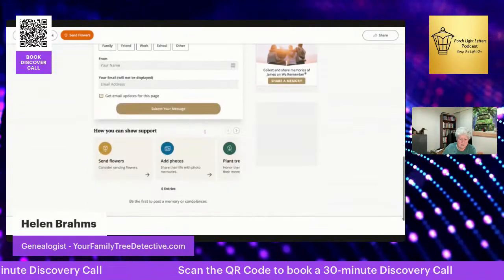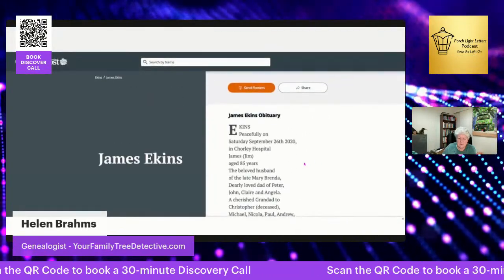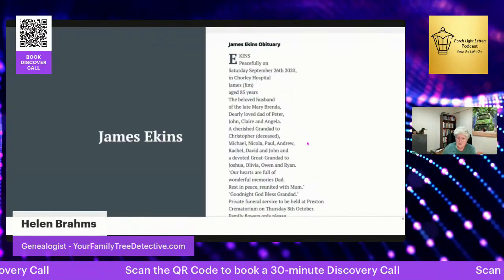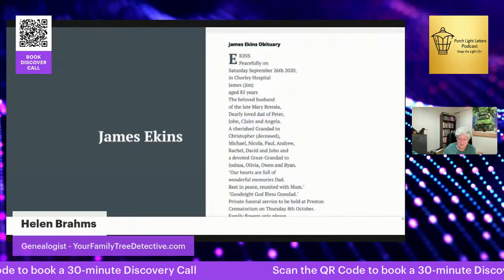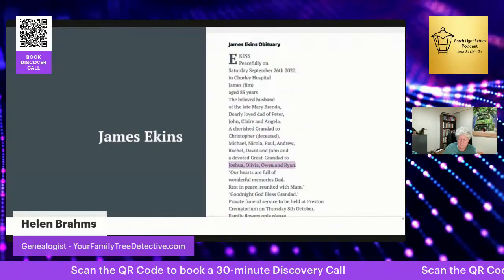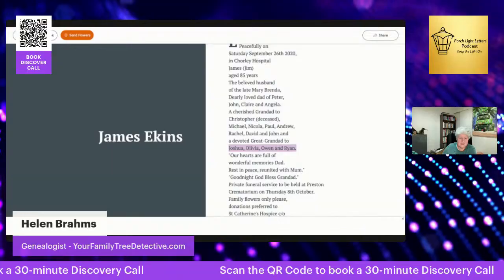And then if anybody's got any memories, they would share that information down here. So that's a pretty detailed one. You've got the name of his wife, the mother. You don't know who his parents are, though, because they're not listed. You've got the names of his 4 children right here, his grandchildren down here, and then the names of his great-grandchildren. Very loved man. So that's just one way.